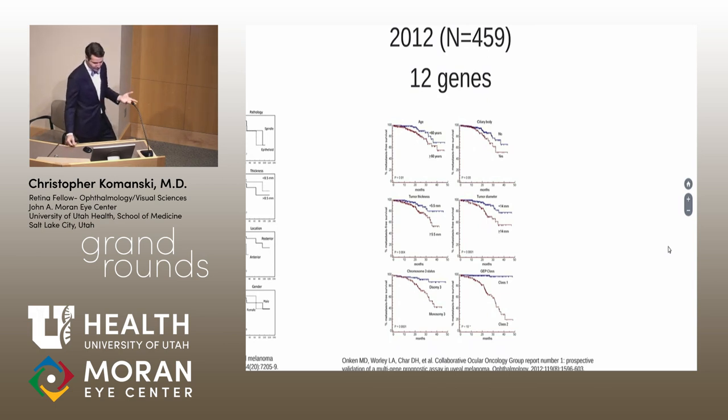And they confirmed some of the things we know, that age has an increased risk of metastatic disease, ciliary body involvement is an increased risk, a bigger tumor has an increased risk. But when you get down to the bottom two graphs, you really see that if you have monosomy 3, absolutely that increases your risk of metastatic disease, but even more so than that, they would argue, this class 2 tumor, as determined by these 12 genes, has an increased risk of metastatic disease.